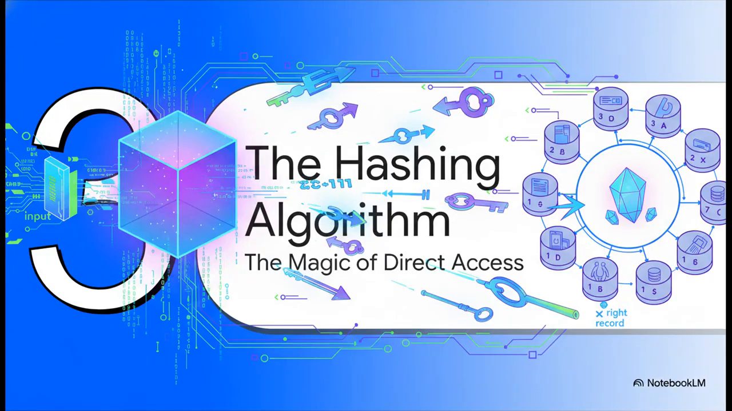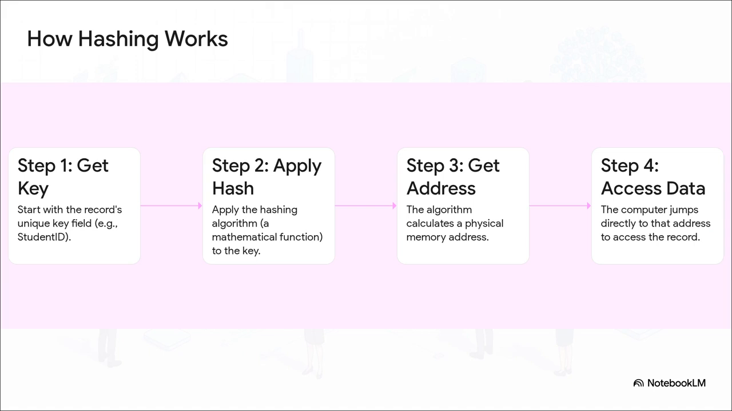So how does this magic of jumping straight to the right record actually work? Well, it's not magic, but it is a very, very clever technique called a hashing algorithm. And actually, it's a pretty straightforward process. You start with a unique piece of data, like your student ID number. You feed that ID into this special mathematical function, the hashing algorithm. The function then crunches that number and spits out a physical memory address. That address is the exact location of your record on the hard drive or SSD. So the computer can just go straight there, no searching required.